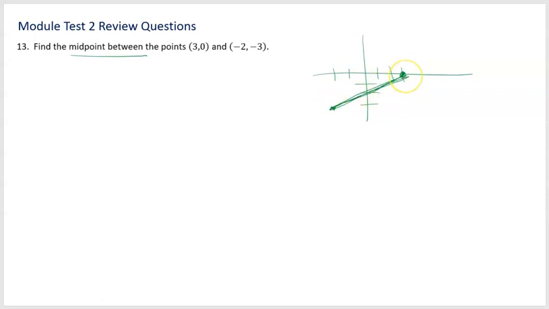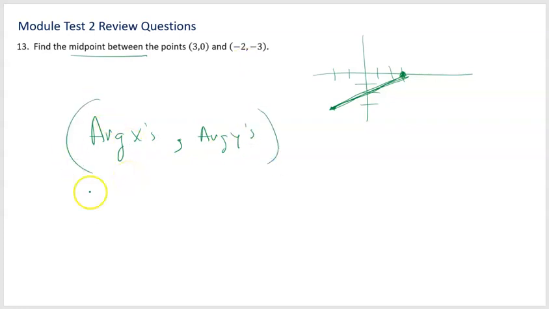Square root of 34 was the distance. That's what we just did on problem 12. Now we're just trying to find the middle of the line. So you average the x values together, put a comma, and you average the y values together. Put parentheses around it so it's in point form.